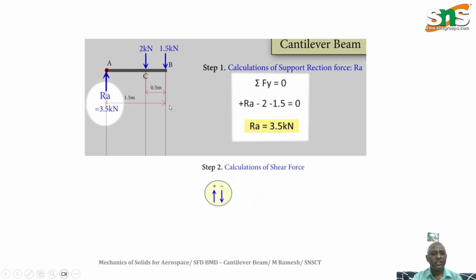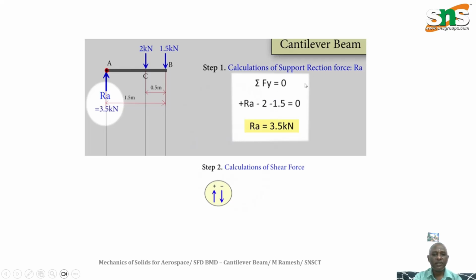To find RA, we have to use the static equilibrium equations. The equations are: the sum of all vertical forces equals 0, the sum of all horizontal forces equals 0, and the sum of all moments about any arbitrary point equals 0. Since we are finding the support reaction from the loads, we are going to use the sum of all vertical forces equal to 0, that is sigma Fy equals 0.